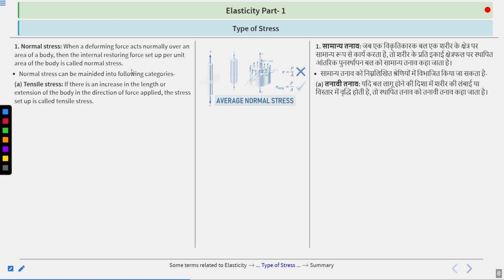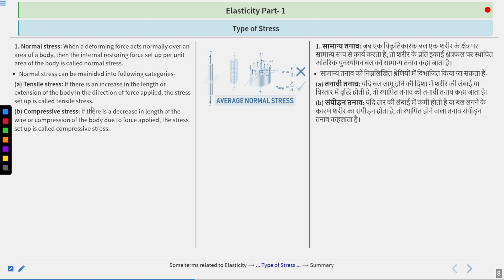If there is an increase in the length or extension of a body in the direction of force applied, the stress set up is called the tensile stress. For example, if you have a rubber band and you stretch the rubber band, automatically you are increasing the length of the rubber band. So at that time, the stress created in that rubber band will be a tensile stress. Got it?